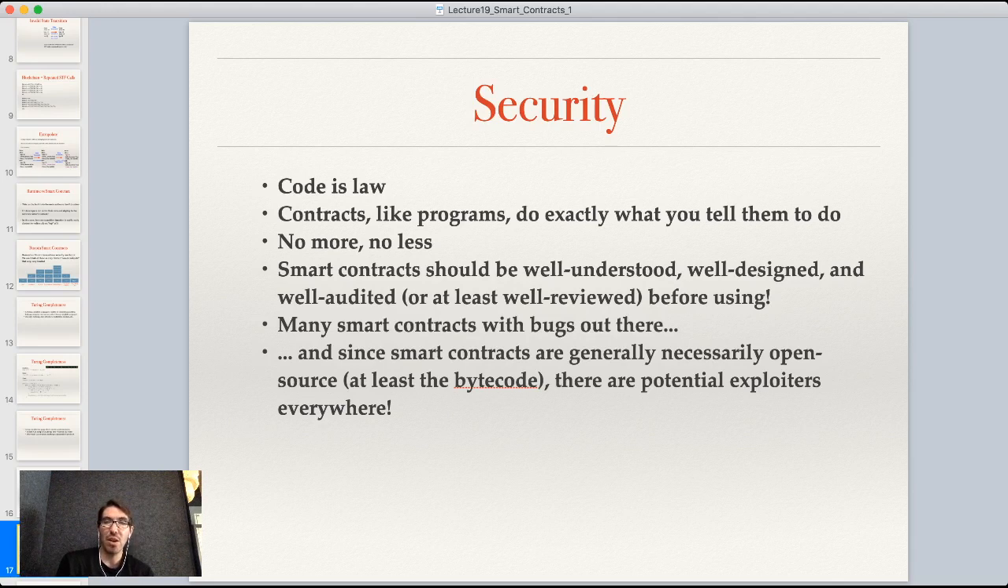There are a lot of different possibilities for things to go wrong with a smart contract, and we've actually seen quite a few in history. There have been a lot of bugs that have been exploited in smart contracts. And since at least the bytecode is open source in most blockchains and Ethereum, because you're deploying it and others have to actually execute the smart code, there are potential exploiters, people that are looking for vulnerabilities everywhere. You can't hide the code that you're executing generally.